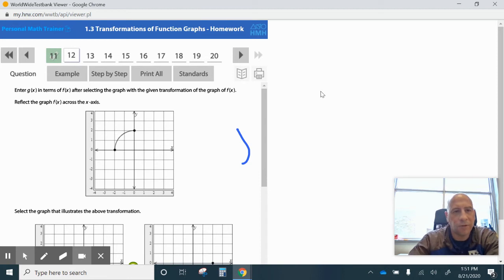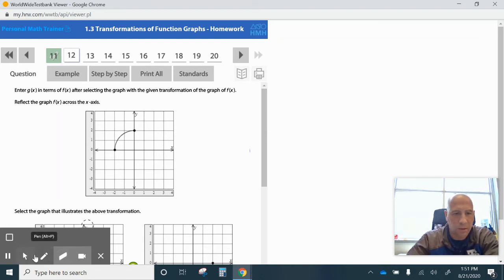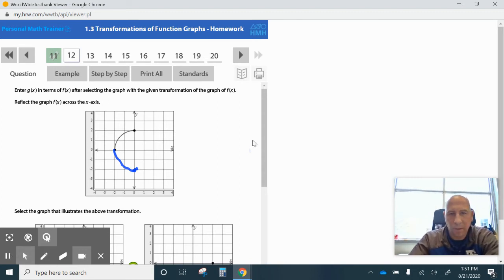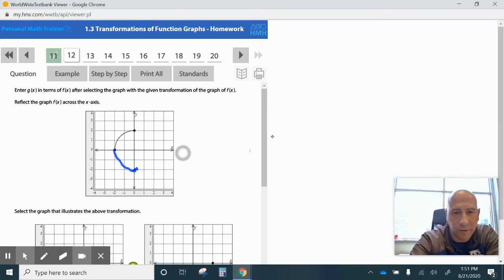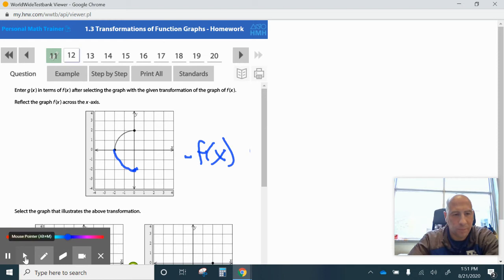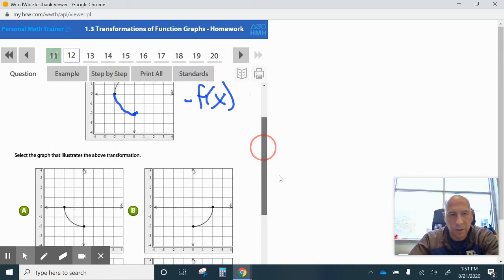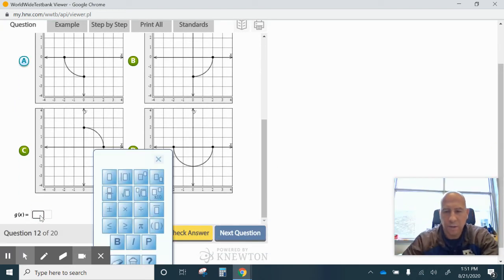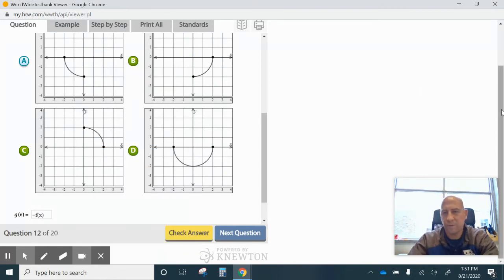All right. Enter g of x in terms of f of x after selecting the graph transformation of f of x. Reflect across the x-axis. So the x-axis, this reflects this way, so it's here. The graph looks like that. And then remember, reflects across the x-axis, it's negative f of x. Okay. Find the correct one, A, and then negative f of x. The answer correct. All right.